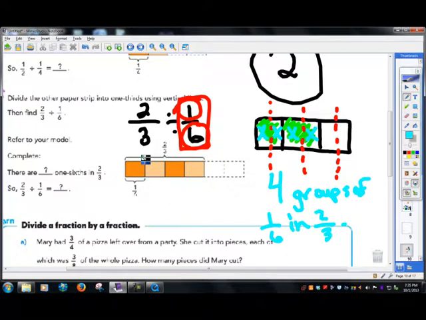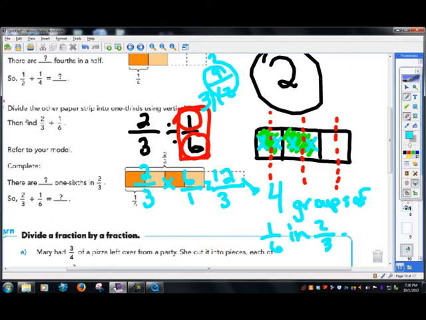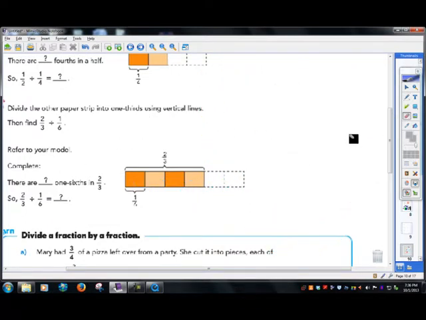Now, if we want to use the algorithm here, dividend always stays the same. It's 2/3. Division becomes multiply. Times 6/1 is 12/3, which ultimately equals 4. 12 divided by 3. 3 goes into 12 4 times. Okay? So that's that.